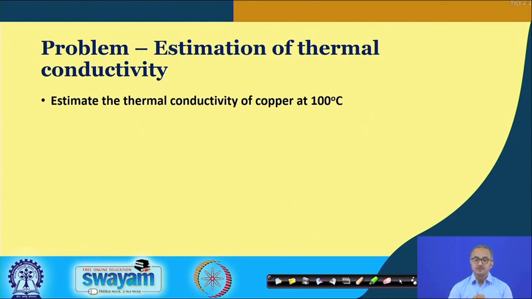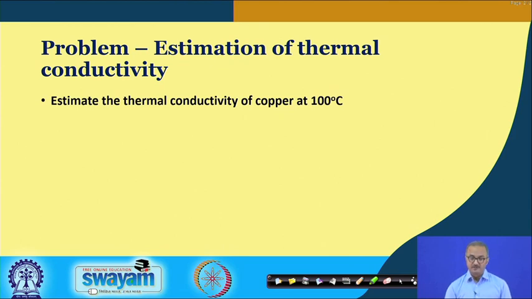Next, we come to another important property, that is thermal conductivity. In this, we have to find out the thermal conductivity of copper at 100 degree centigrade. Now, please understand that thermal conductivity is again dependent on pressure and temperature, not so much on pressure for solids, but temperature, yes, it is, and so we need to know the particular correlation to find the thermal conductivity. What happens is these correlations are again based on some kind of experimental data.